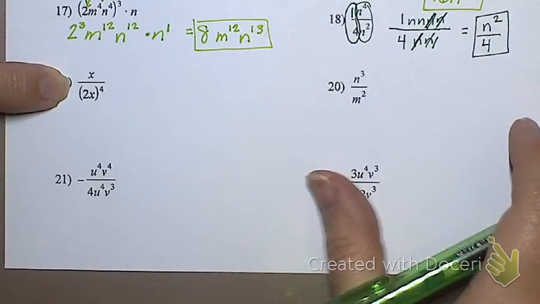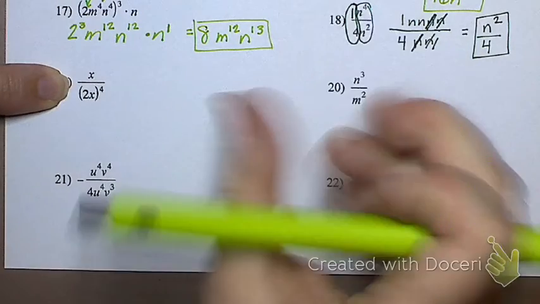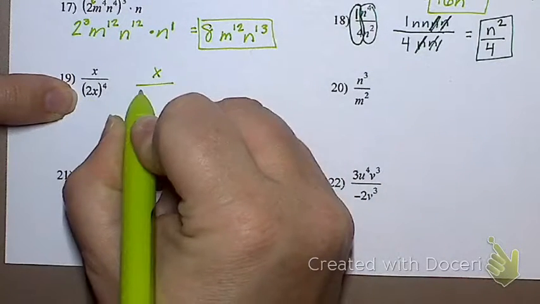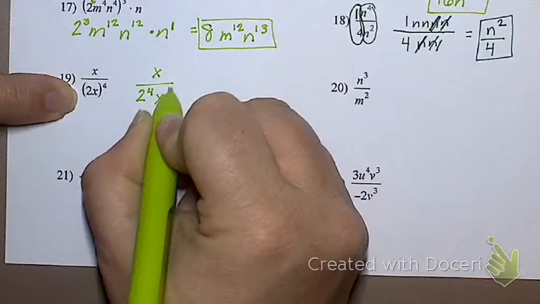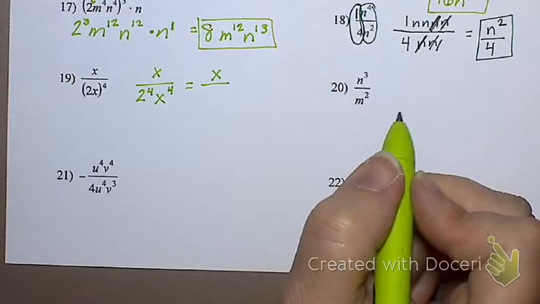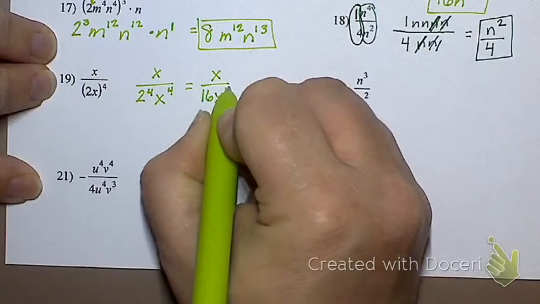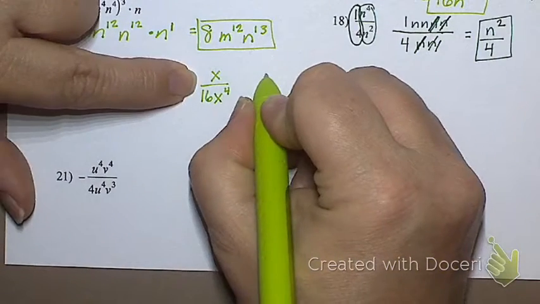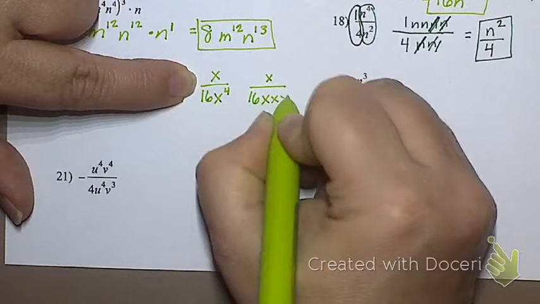This one isn't quite as simple because there's a little work that I have to do on the bottom before I can do that. I have my x on top. On the bottom, I have 2 to the 4th and x to the 4th. So in other words, I have x over, what is 2 to the 4th? 16, I think, x to the 4th. Now I have an x on the top and on the bottom, so I have to think in terms of this. If I have x on the top and on the bottom, I have 16 x, x, x, x.